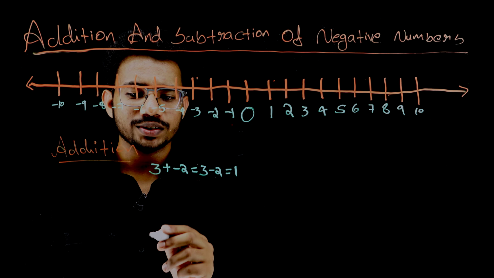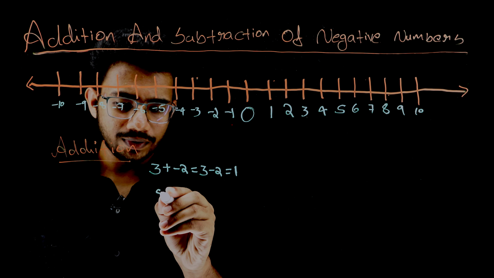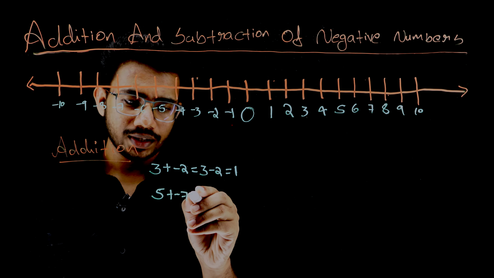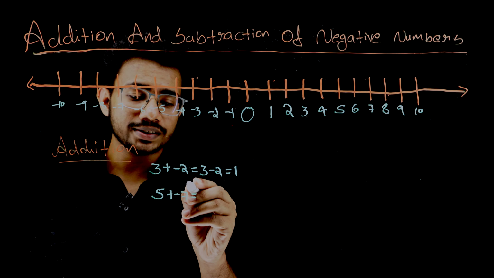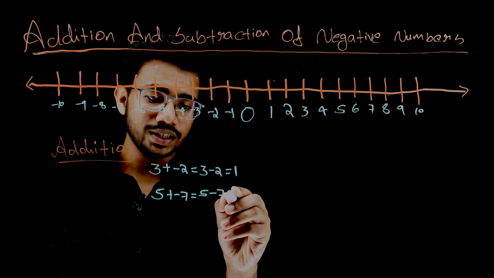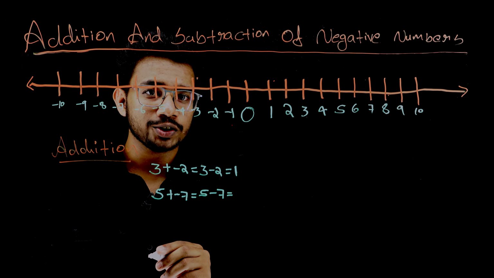We will go for one more example. Let's say I have 5 plus minus 7. Again here also, it's a plus and a minus, that will be 5 minus 7. So here I'm subtracting from a smaller number.